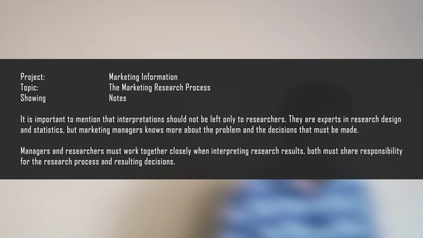It is important to mention that interpretations should not be left only to researchers. Although they are experts in the research design and statistics, marketing managers know more about the problem and the decisions that must be made. Managers and researchers must work together closely when interpreting the research results. Both must share the responsibility for the research process and the resulting decisions.